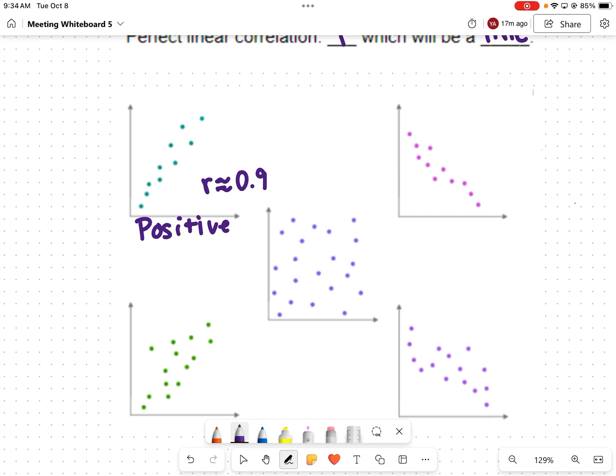Let's look at the pink one. See how it's going downhill? So that's a negative correlation. We've already learned positive and negative correlation, but now we are assigning an r value to it. So the r here, is it stronger or weaker than the previous one, the green one? Are they closer together? No, they're maybe the same. It kind of looks the same, right? So it's going to be negative 0.9. So we put that negative sign out front.